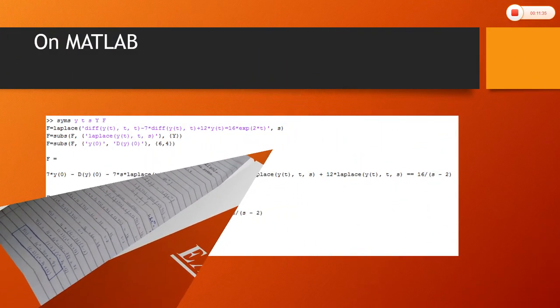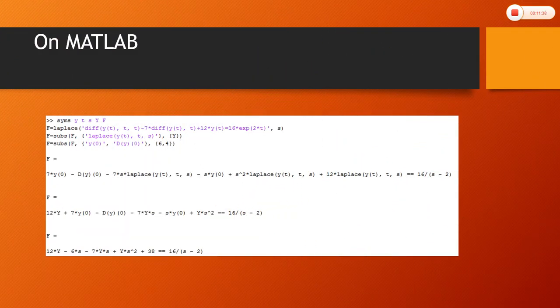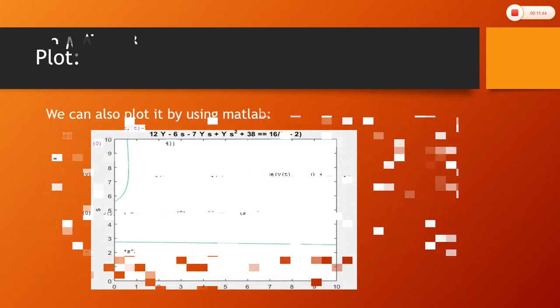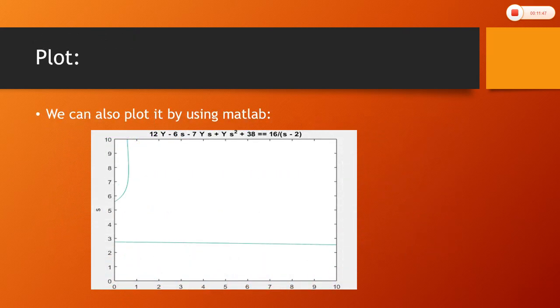Now let's take an example. For example, I have to find the Laplace transform of a function, which is an ordinary differential equation with initial conditions, and we have to take its Laplace transform. Then you just have to follow all the procedure that I explained earlier, and after solving by hand, you will get Y of s. If you solve the same differential equation on MATLAB, you will get the same answer as you find by hand. Its plot is also mentioned over here.